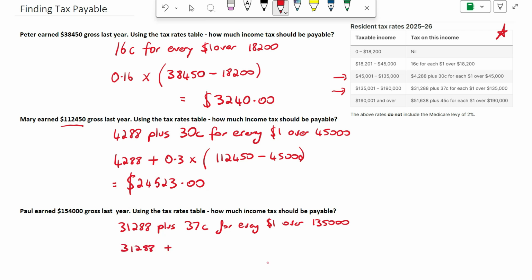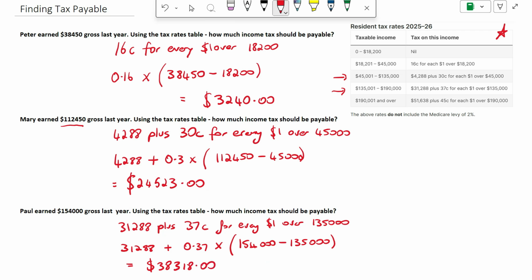31,288 plus 0.37, because we want this to be in dollars, for every dollar over. So we have to work out how many more than 135 did he make. So we do the 154 minus 135. And then you can put this into your calculator as you see it to determine the answer to be $38,318.